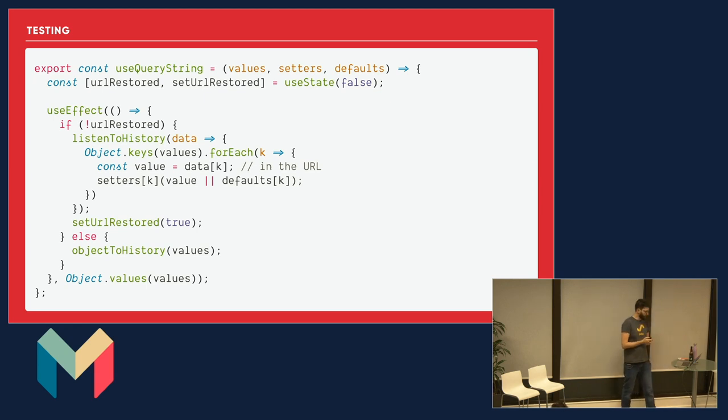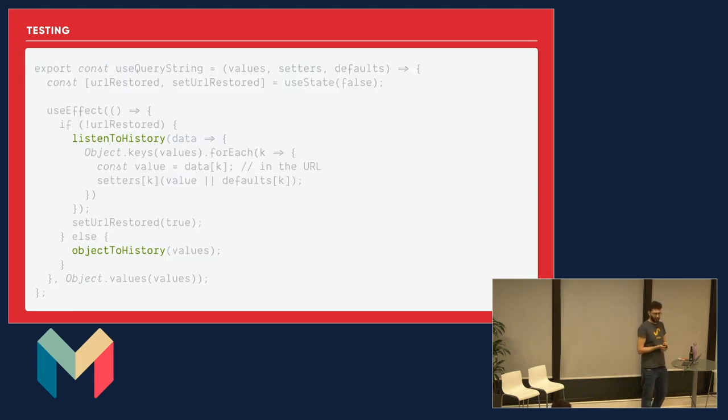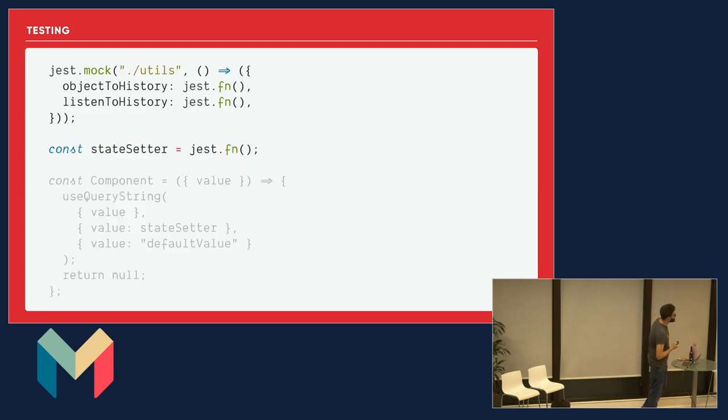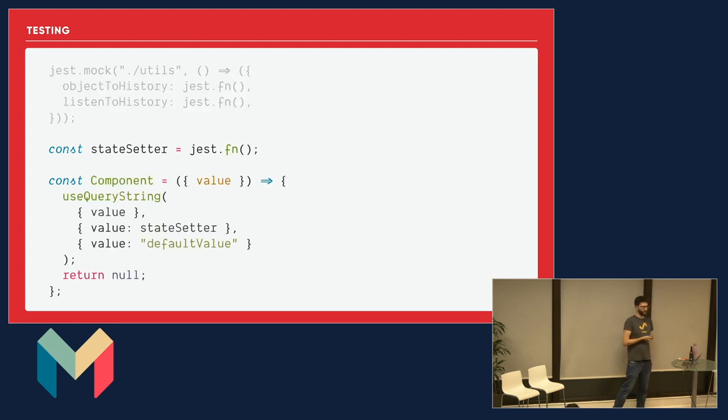Given my thinking, I could do a very unit-testy version of my testing. I could mock out the two dependencies that I actually use, which are my two interactions with the history object, the abstraction around the history object. So I mock them. And then I have a state setter function that I mock as well, and I created a component that has basically no UI and uses the hook I wanted to test.